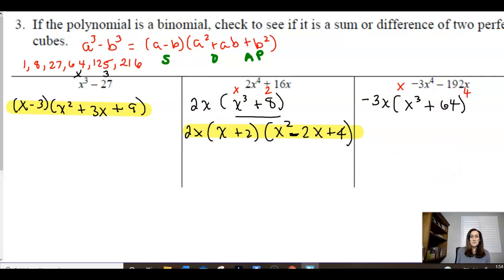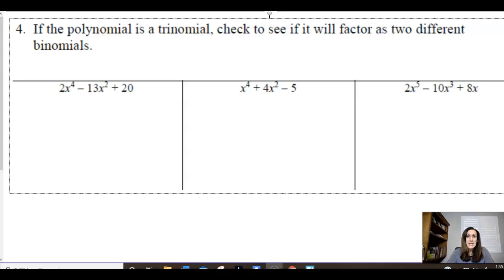So sum of cubes, I factor as, I still have the negative 3x, a plus b, so the sign in the middle is the same, so x plus 4, and then x squared, square the a, subtract, the sign is opposite, a times b, 4x, and then plus, always positive, 4 squared, which is 16. Done.